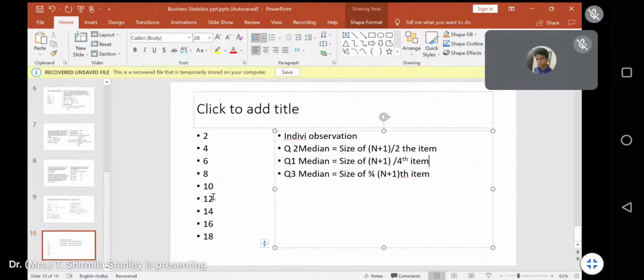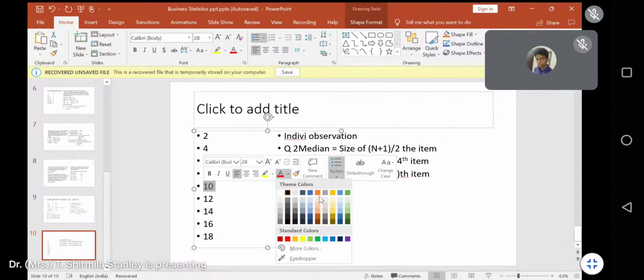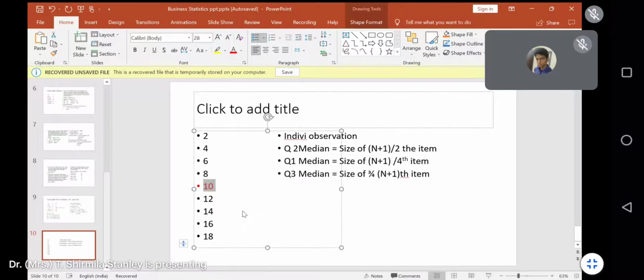So Q2, this is how many? 3, 4, 5, 6, 7, 8, 9. So (9 plus 1) by 2. Okay, so it's 10 by 2, fifth item. So 1, 2, 3, 4, 5. Fifth item, already it is arranged, right? So I'm directly using it. So my fifth item is Q2. Okay, fifth item is Q2. Right? So just find out Q1 and Q3 also.